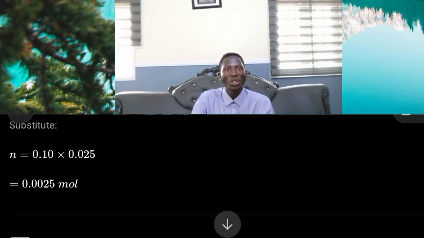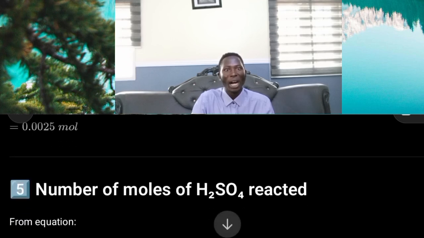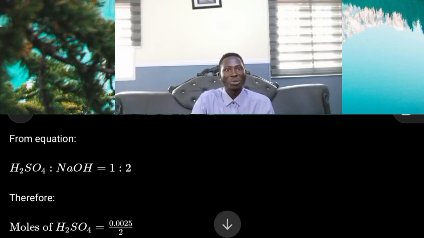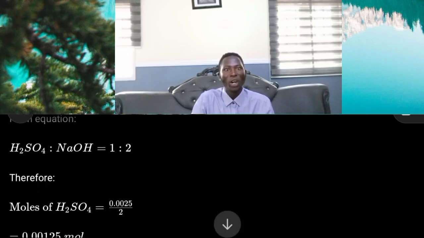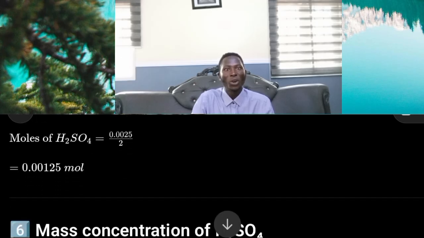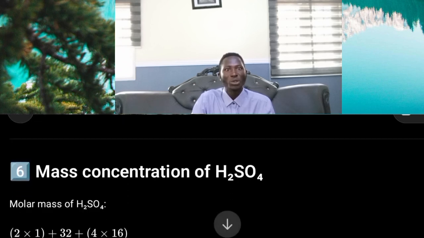This is our number of moles of sodium hydroxide, and then the next is for you to calculate the number of moles of sulfuric acid reacted. From the equation of the reaction, we all know that the acid to base ratio is 1:2. So moles of sulfuric acid is equal to the number of moles of sodium hydroxide divided by 2. Once we do that, we will have 0.00125 mole of sulfuric acid.